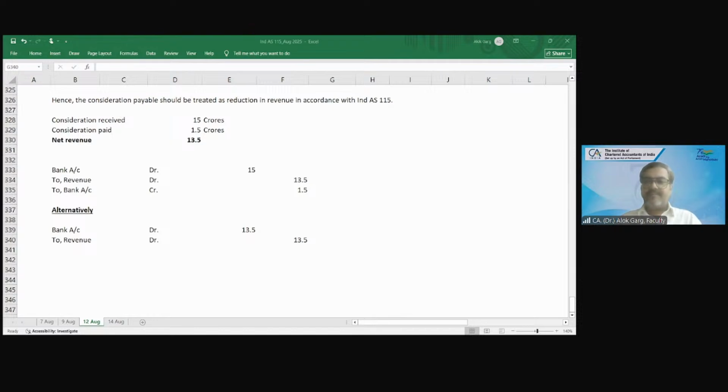Clear, right, sir. Mamta? Yes, sir. Absolutely clear? Yes, sir. Without any doubt? Yes, sir. Okay, very good. Sir, in the example number 52, which we have taken, there is a different answer in the module, sir. What answer in the module is given?